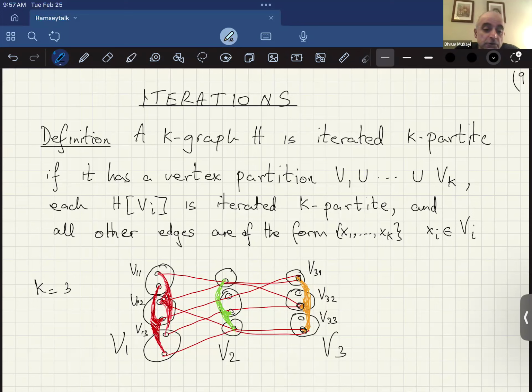So you could take a complete 3-partite if you wanted. You could take all edges, and then you could cut this up into 3 parts, and then you could take all these edges as well. And then you could keep doing that, and that would be fine. Okay, so that's the definition. A k-graph is iterated k-partite if it has a vertex partition into k parts. By induction or recursion, each of the induced parts is itself iterated k-partite. And in addition, all the edges have 1 point in each part. So what's not allowed is to have an edge which has 2 points in V1 and 1 point in V2. That's not allowed.